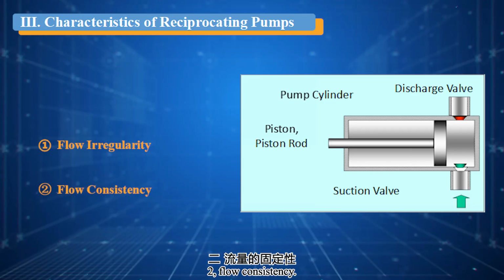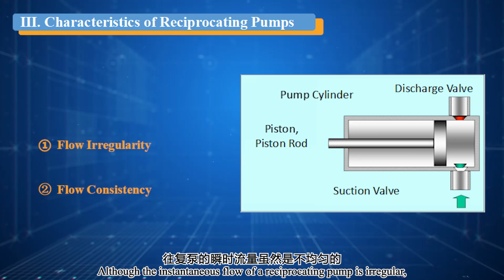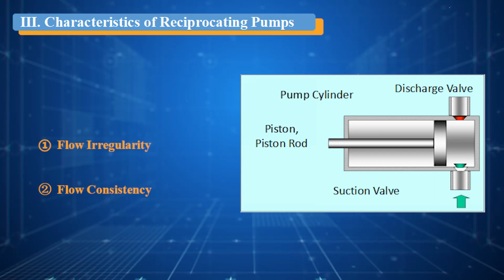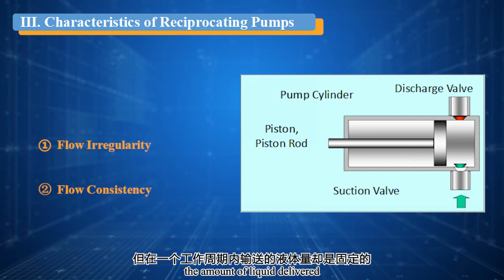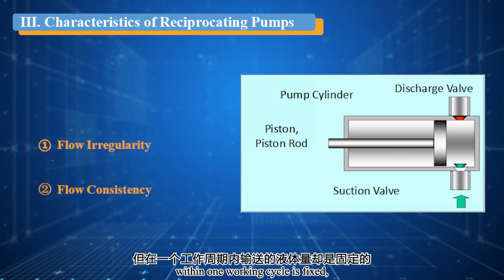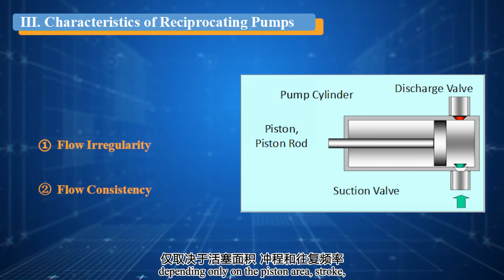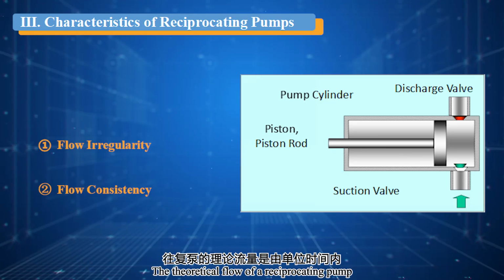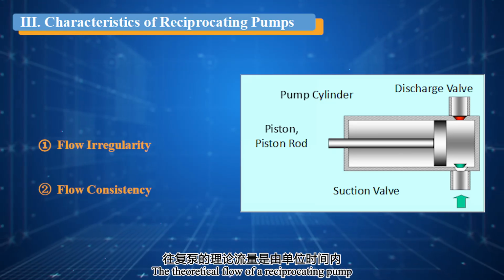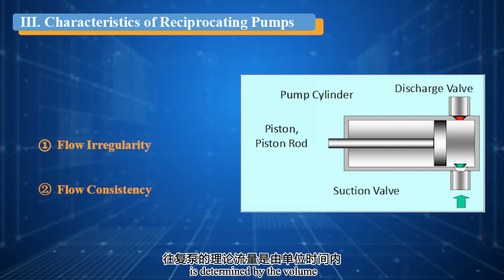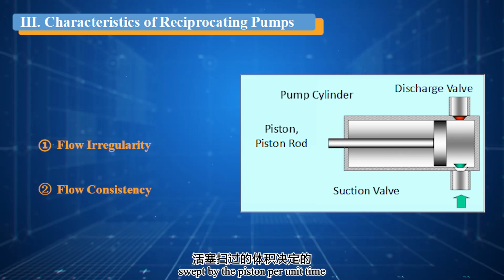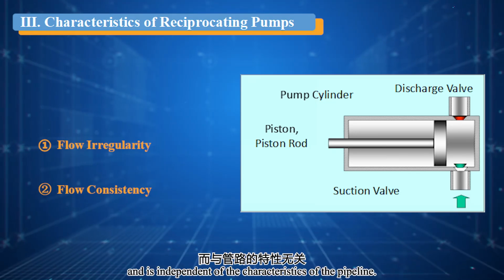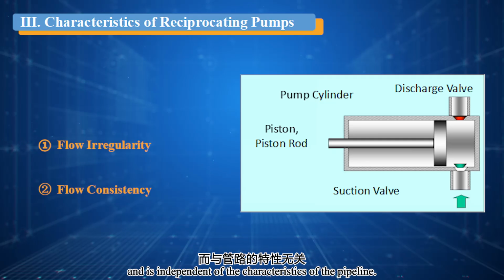Second, flow consistency. Although the instantaneous flow of a reciprocating pump is irregular, the amount of liquid delivered within one working cycle is fixed, depending only on the piston area, stroke, and reciprocating frequency. The theoretical flow of a reciprocating pump is determined by the volume swept by the piston per unit time and is independent of the characteristics of the pipeline.